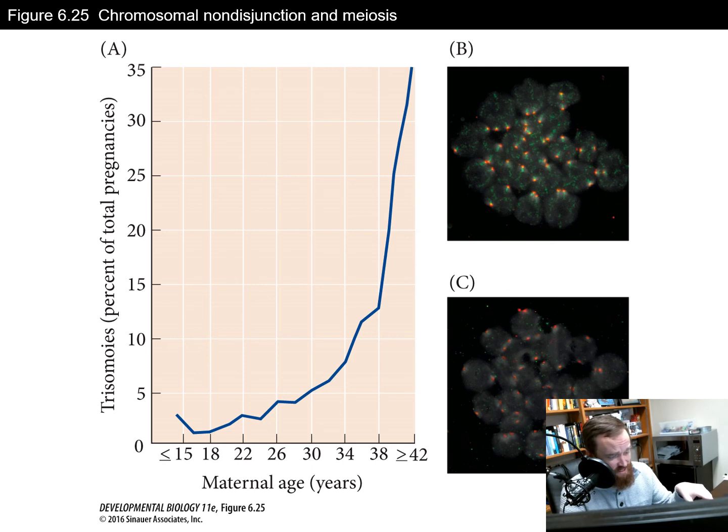As you can see here, the percentage of total pregnancies that have Down syndrome or Turner syndrome or Klinefelter's is really low, around 2% up until your mid-20s. And then as you get to your mid-30s, it really increases.